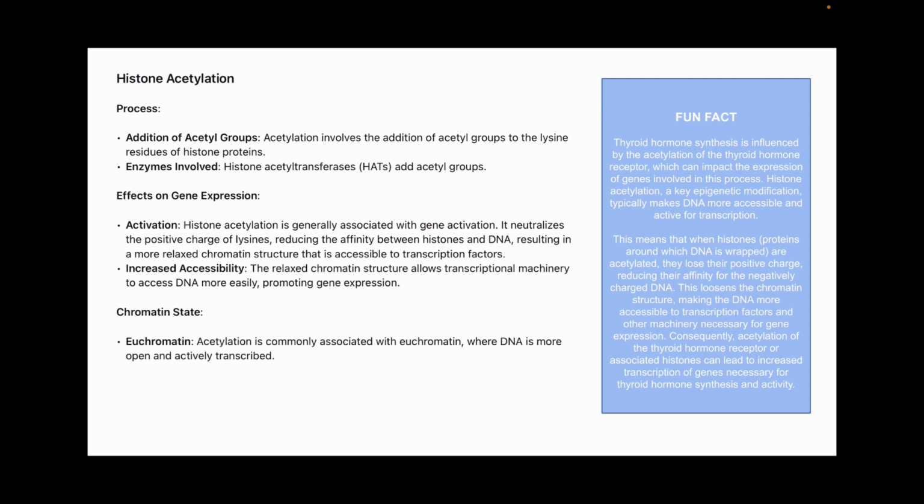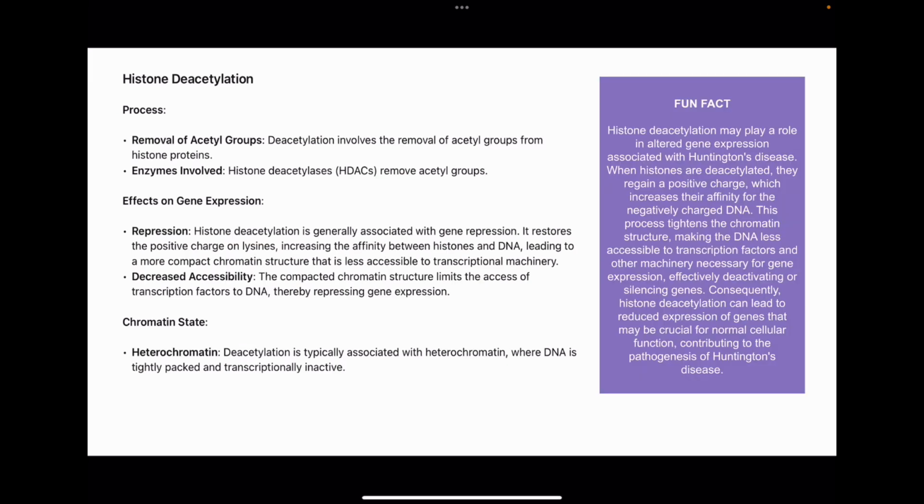Histone acetylation, a key epigenetic modification, typically makes DNA more accessible and active for transcription. This means that when histone proteins around which DNA is wrapped are acetylated, they lose their positive charge, reducing their affinity for the negatively charged DNA. This loosens the chromatin structure, making the DNA more accessible to transcription factors and other machinery necessary for gene transcription. Consequently, acetylation of the thyroid hormone receptor or associated histones can lead to increased transcription of genes necessary for thyroid hormone synthesis and activity.